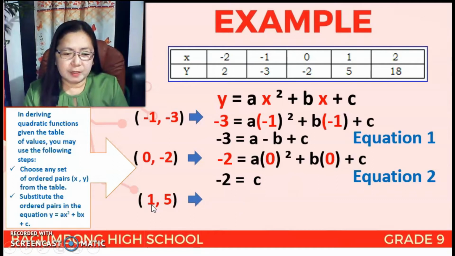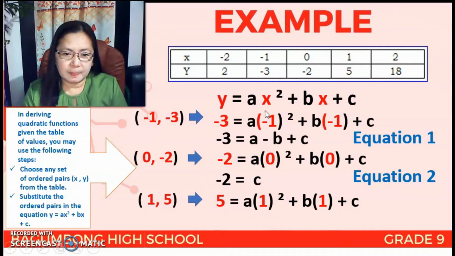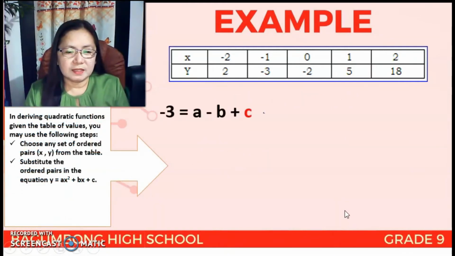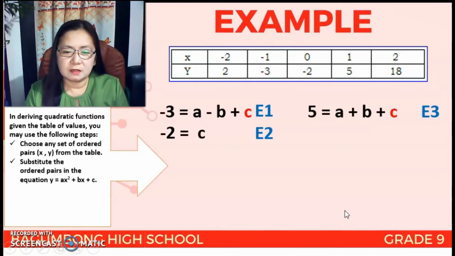For the third ordered pair 1 and 5, the replacement for y is 5 and for x is 1. Substitute, y is 5, x is 1. Simplify, 5 is equal to a plus b plus c, since 1 squared is 1 times a is a, and b times 1 is b. So this will be our equation 3. So let us rewrite equation 1, equation 2, and equation 3.